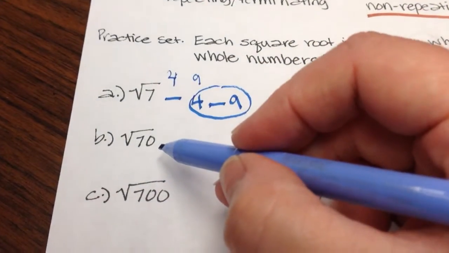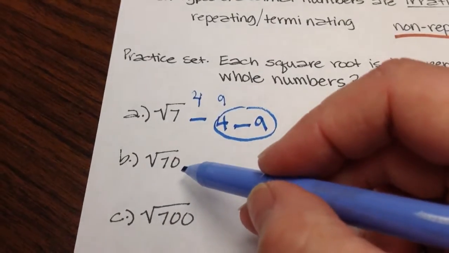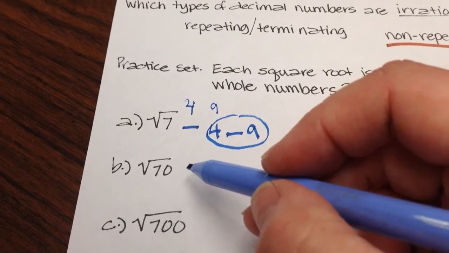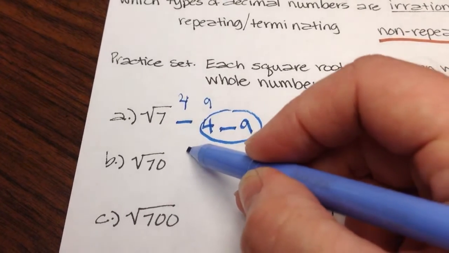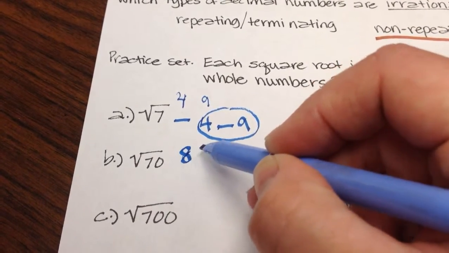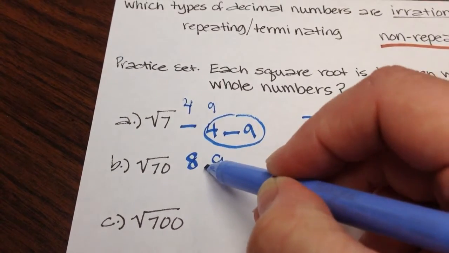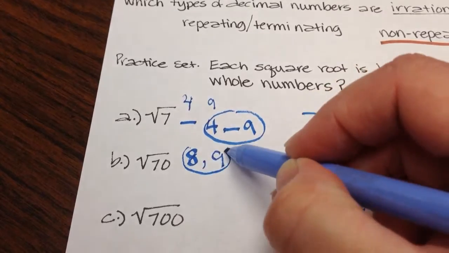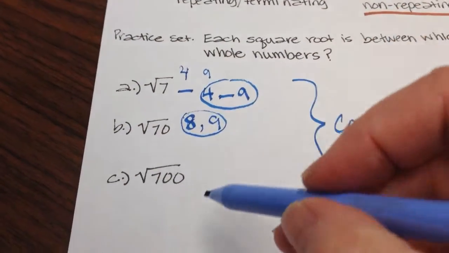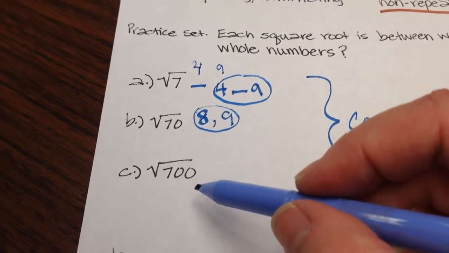How about 70? Well, what square root do I know that's close to 70? I know 8 times 8 is 64, right? And I know that 9 times 9 is 81. So it's going to be somewhere between 8 and 9. How about 700?